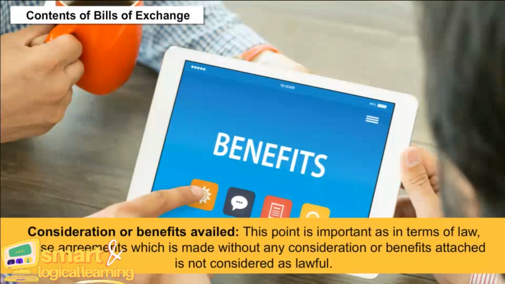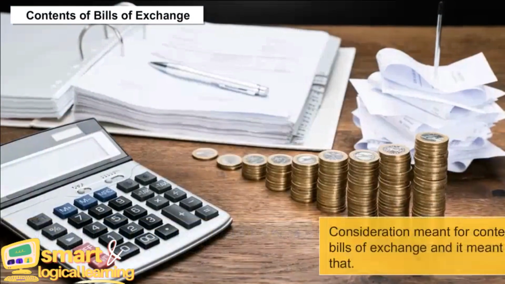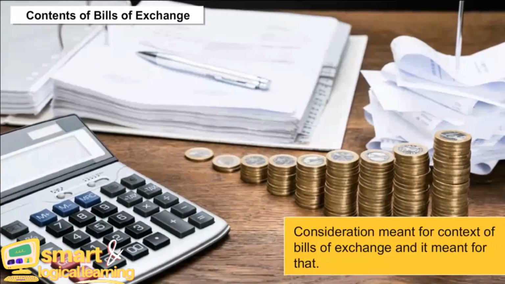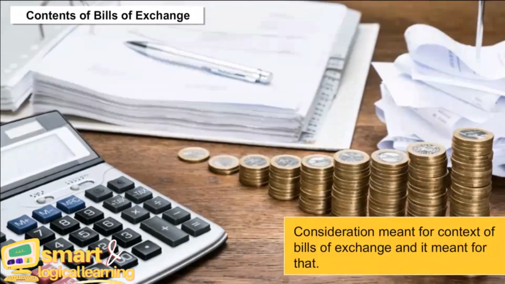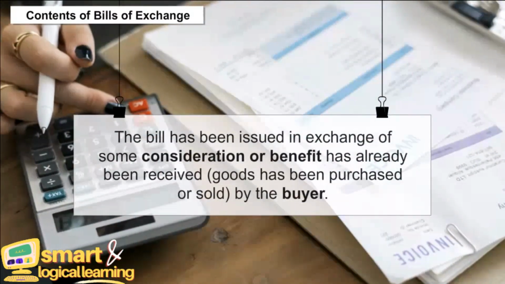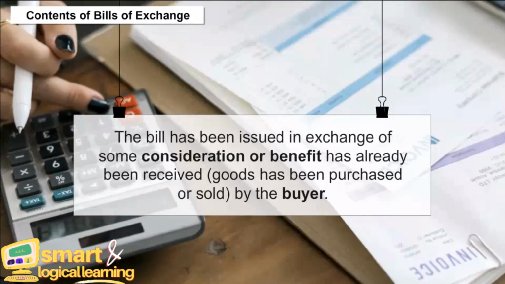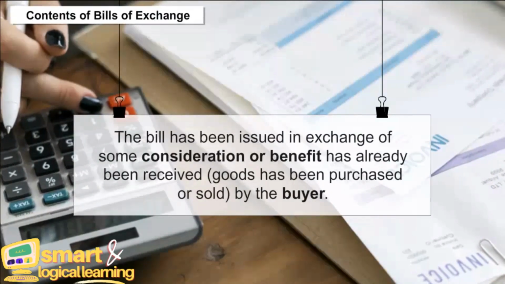6. Consideration or benefits availed. This point is important in terms of law. Those agreements which are made without any consideration or benefit attached are not considered lawful. In the context of bills of exchange, consideration means that the bill has been issued in exchange for some consideration or benefit already received, that is, goods have been purchased or sold by the buyer.